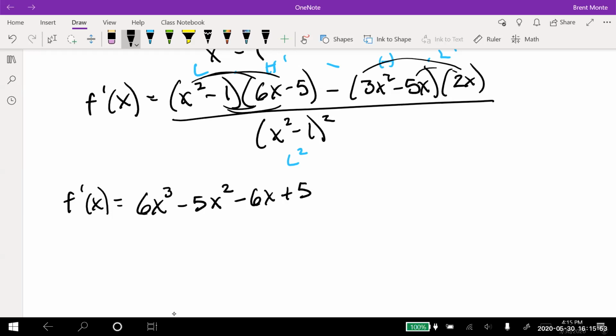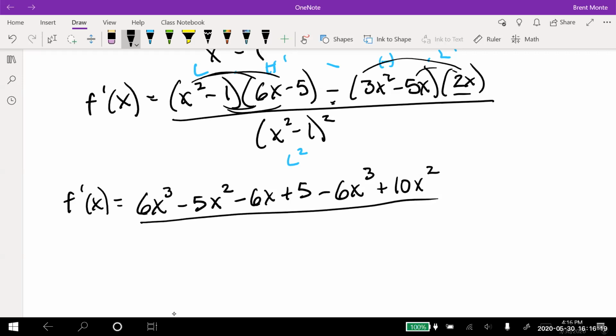That's my first piece. Now, I've got this 2x here, and I've got the minus here. So I'm going to think I'm distributing a minus 2x. So a negative 2x times the 3x squared is going to be negative 6x to the third. And the minus 2x times the minus 5x is going to be plus 10x squared, all over the bottom squared.